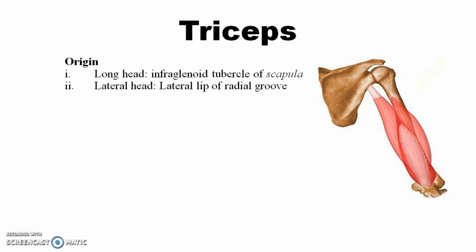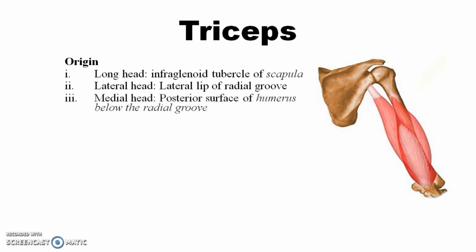In the humerus we have a groove in the shaft region, seen posteriorly, and that groove we call the radial groove. That radial groove again has a medial lip and a lateral lip. The lateral lip of this radial groove gives origin for the lateral head of the triceps muscle. And talking about the medial head, it takes origin from the posterior surface of the humerus below the radial groove region.